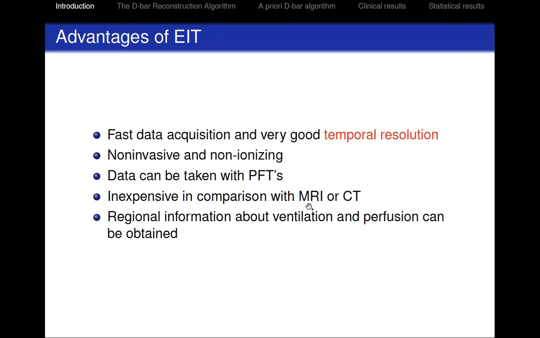Okay, it's inexpensive in comparison with MRI or CT, and it's portable. And finally, regional information about ventilation and perfusion can be obtained in real time.